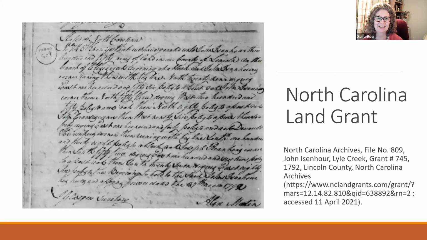And I did indeed find for my Eisenhower branch of the family a nice land grant, an original land grant. It was from the North Carolina state by this time, 1792. And it's my John Eisenhower on Lyle Creek. And so here you can see that. Now, I wanted to know if John sold that land. So I would be looking for deeds in Lincoln County, North Carolina.